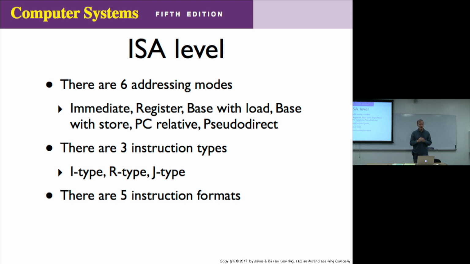Now, we've done immediate addressing, right? Immediate addressing, where's the operand? It's in the instruction itself. Right, so that's the same idea. So immediate. Register, we already talked about register. That's where you take one register plus another register, put the result in a third register, right? So there's immediate addressing, register addressing, base with load, base with store. So there's the load and the store. And then another one is PC relative.